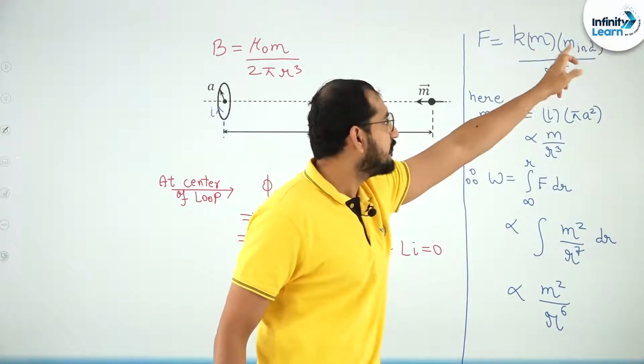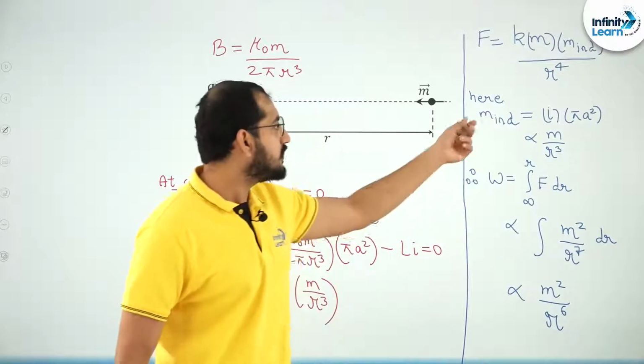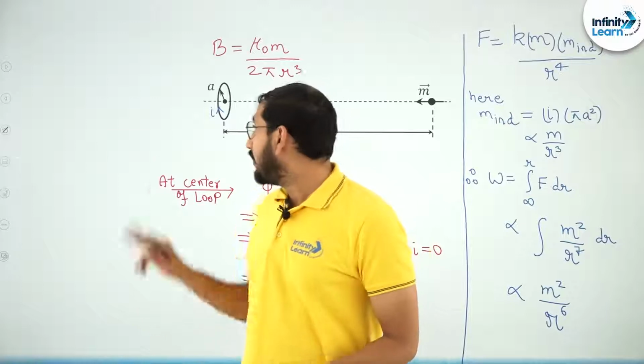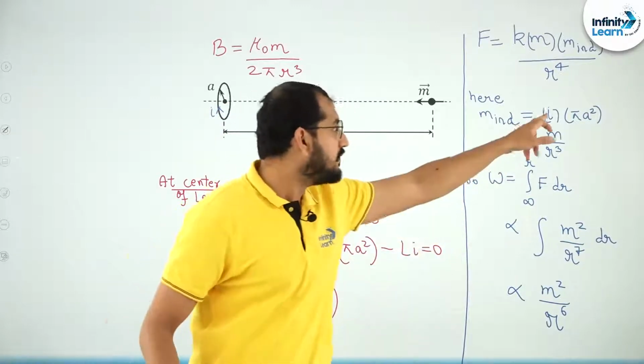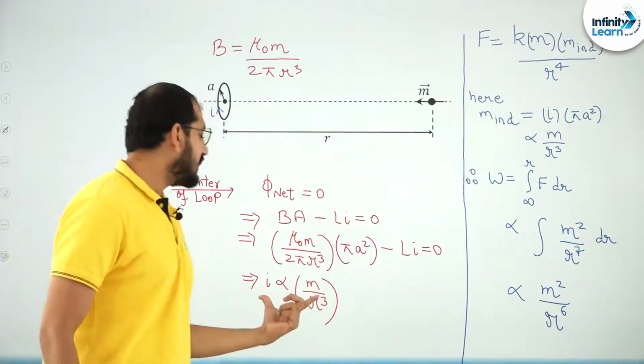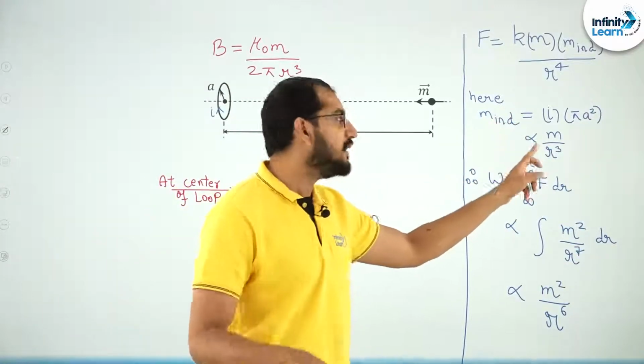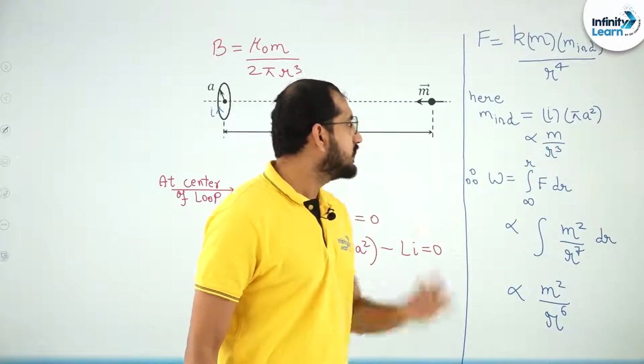For the second one I have written m induced. Now what is this magnetic dipole moment induced value? That will be the current multiplied by the area of this coil. Okay, so how much is the current? We have already calculated in our previous step that it is proportional to m by r cube. So m induced will also be proportional to m by r cube term, right.